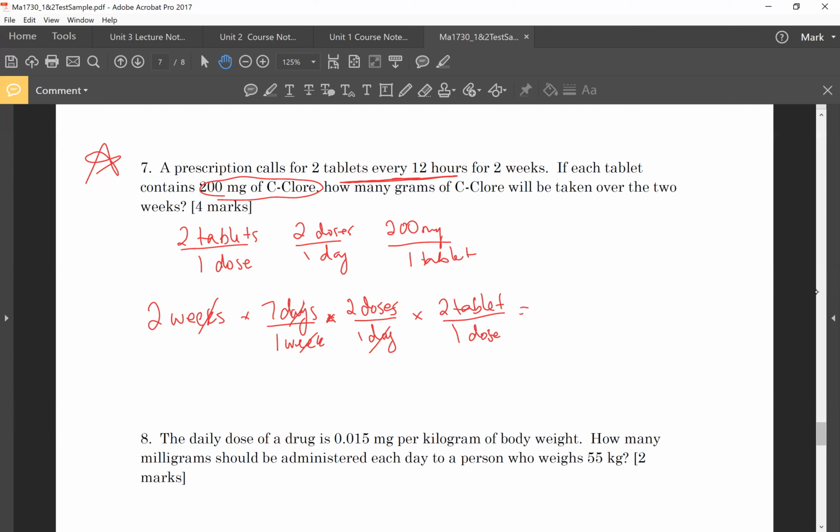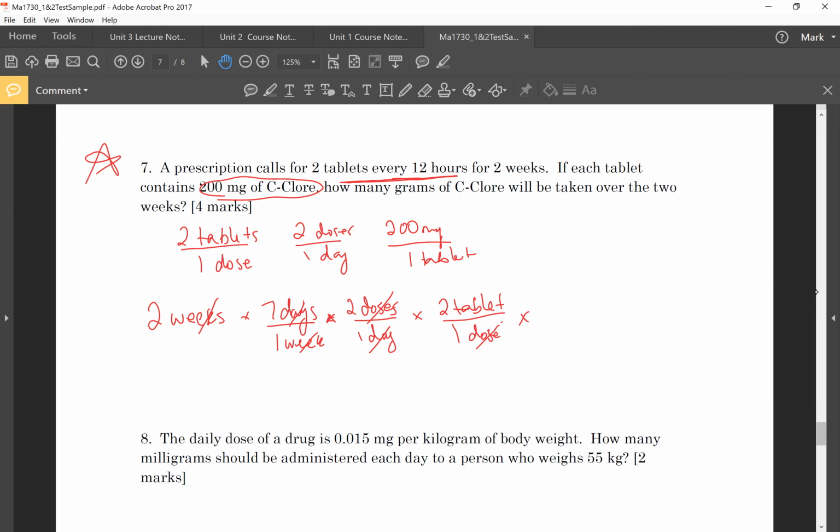And every time that they take a dose, they're taking 2 tablets. Sorry, I'm just trying to think if I should do it all in one step or stop here. Well, let's go one more. So I've converted 2 weeks to tablets. Again, 2 weeks is 14 days. 14 days, 2 doses a day, so that's going to be 28. Now, every dose is 2 tablets. So they're taking 56 tablets.